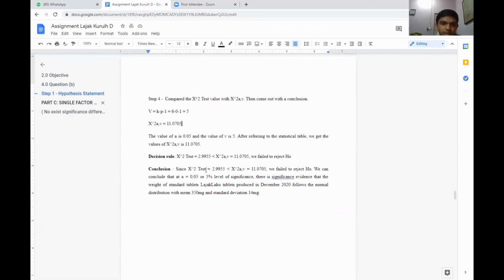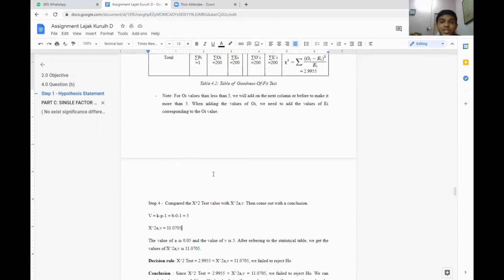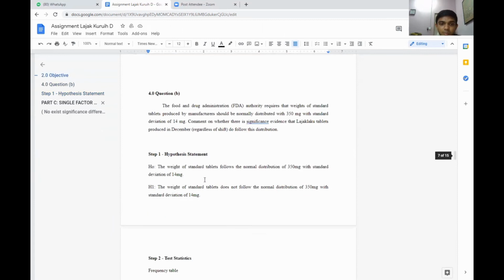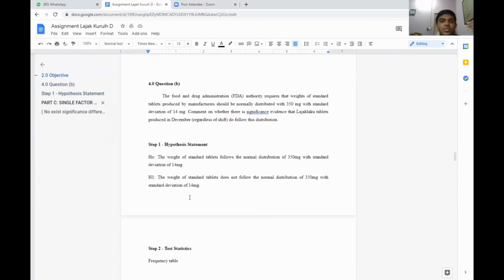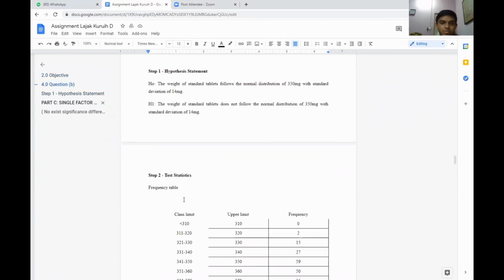So this is the same. We can conclude that at alpha 0.05, which is the static alpha value of 5% level of significance, there is significant evidence that the weight of standard tablets, Lajak Laku tablets, produced in December 2020 follows the normal distribution with mean 350 milligram and standard deviation of 40 milligram. So this is basically referring to our hypothesis statement. So these are the several steps in doing question B.